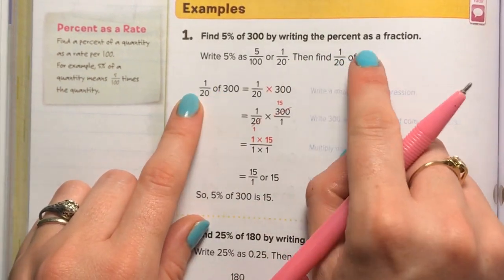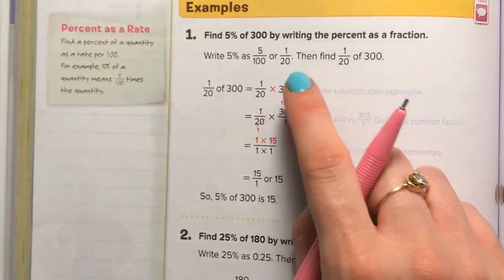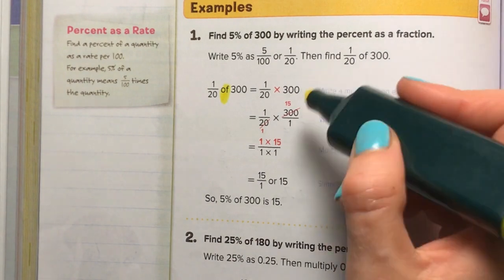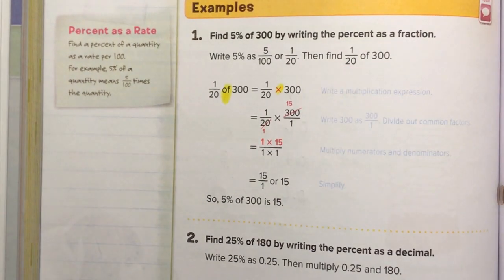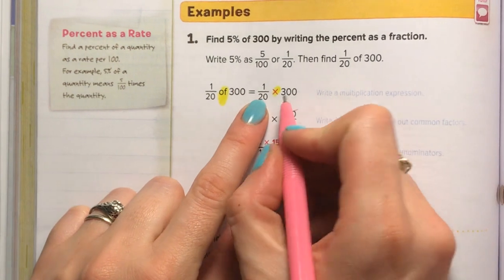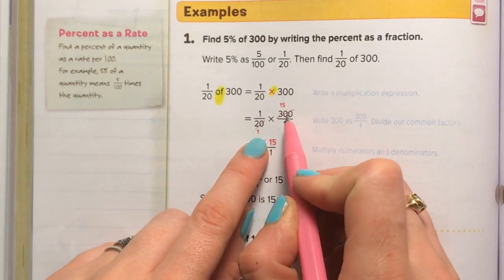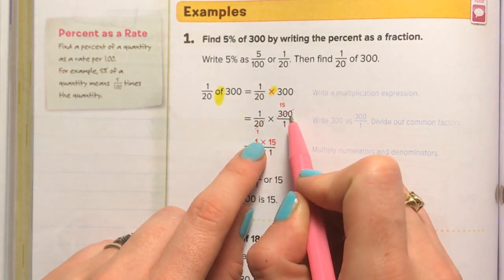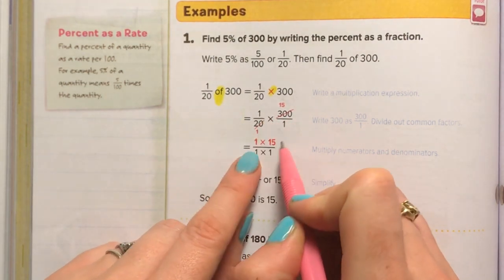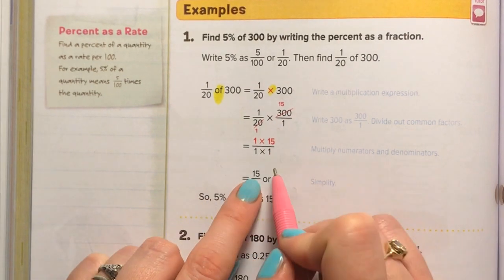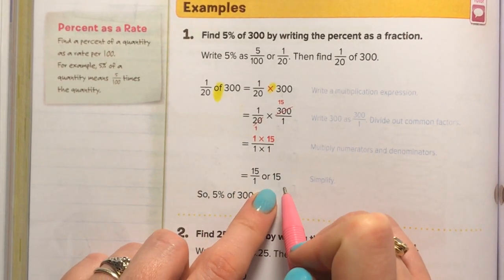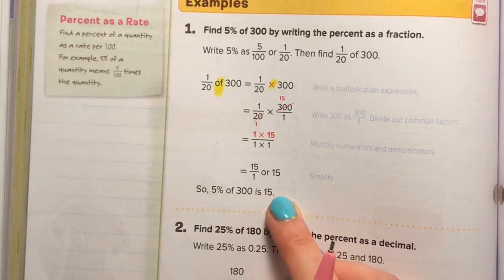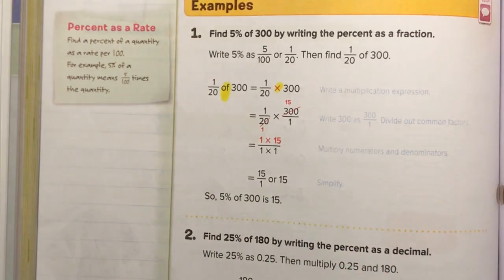So "of," remember, that means multiplication. I told you that when you have a percent of a number, you are multiplying. So they've multiplied 1 over 20 times 300, and they've used cross-canceling. So they've divided by 20 and divided by 20. So 1 times 15, 1 times 1, which is 15 over 1, or 15. So 5% of 300 is 15. Okay, so they used the fraction.